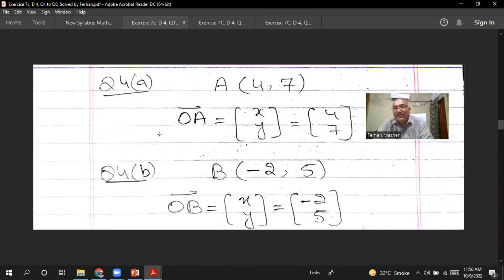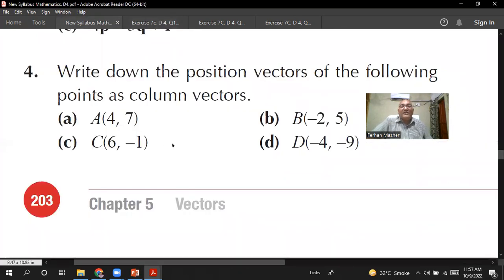And so the position vector of the point B will be represented with OB. From the origin, you join it with the B. That vector is called the position vector of the B. And that is to say the coordinates are the position vector. So simply you have to write them in the column vector form. And it will be minus 2, 5, like this in the column vector. Upstairs, you write X, and downstairs, you write the Y coordinate. So that is question number 4 and its B part.